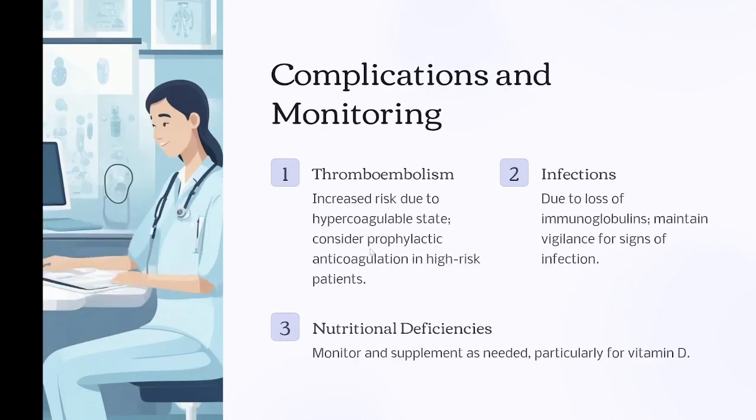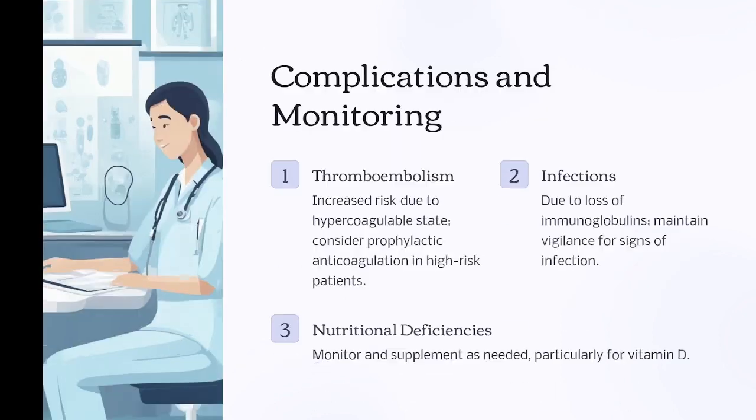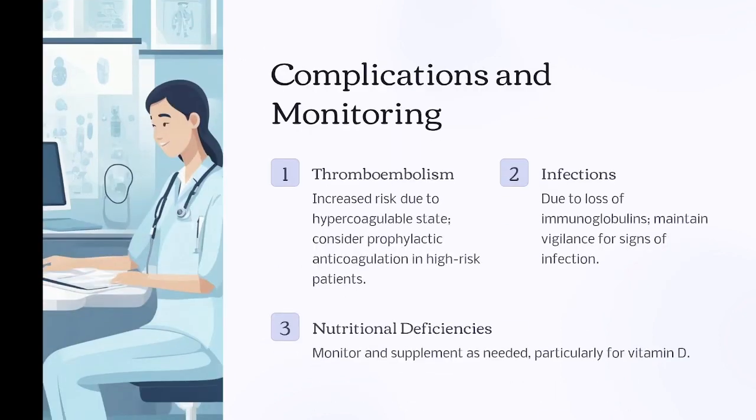3. Supportive care: ACE inhibitors, e.g. enalapril, or ARBs, e.g. losartan, to reduce proteinuria and manage hypertension. Diuretics, e.g. furosemide, for edema control. Statins, for hyperlipidemia management if needed, though less common in pediatrics.